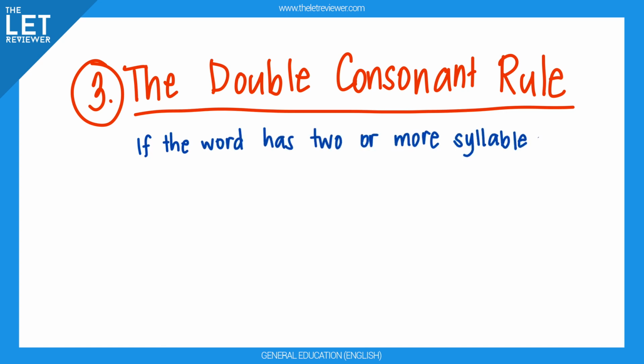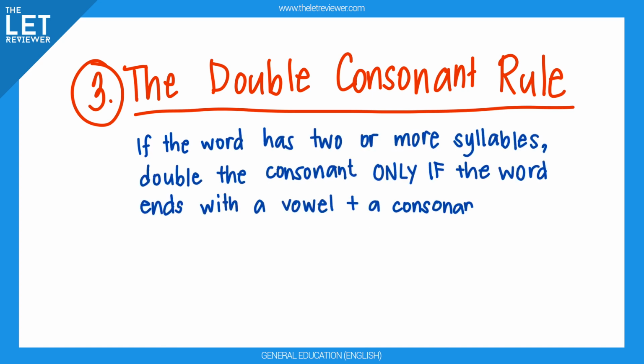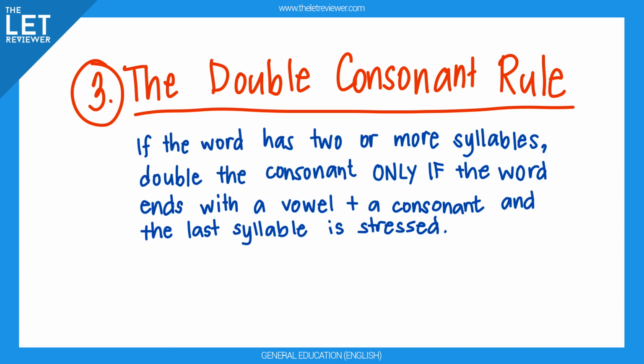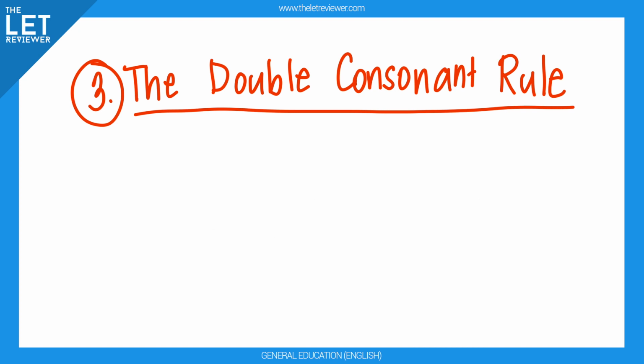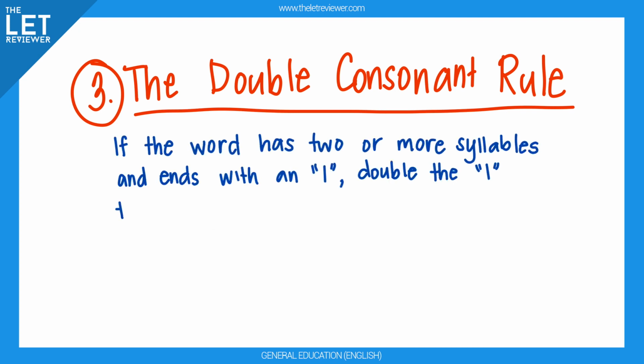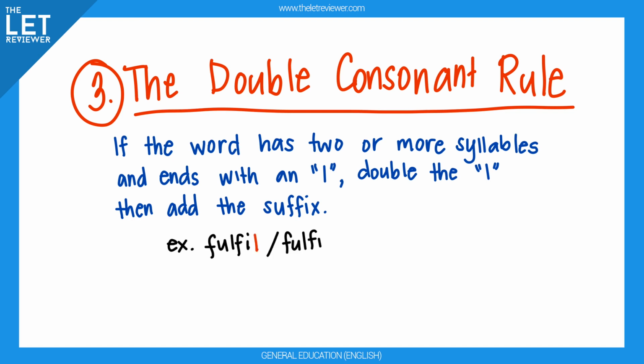If the word has more than one syllable and ends with a vowel and a consonant and the last syllable is stressed, double the letter. If the word has more than one syllable and ends with an L, doblehin ang L before adding the suffix. For example, fulfill becomes fulfillment.